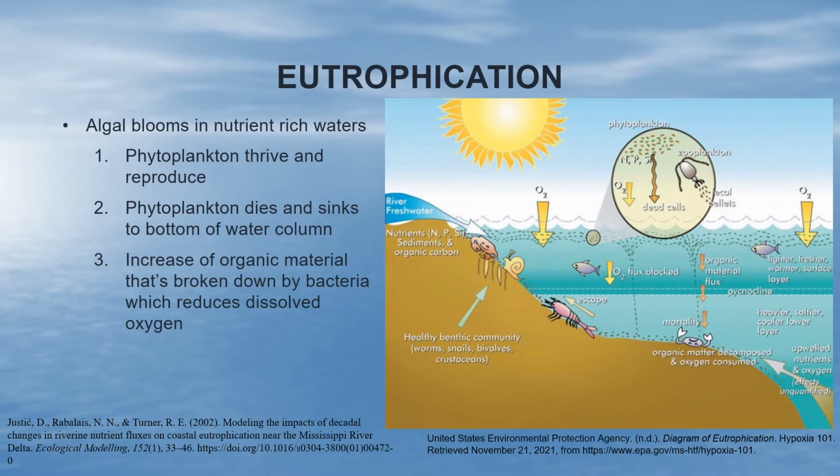All right, so what is eutrophication? Well, eutrophication is basically algal blooms in nutrient-rich waters. In the ocean, this is when phytoplankton thrive and reproduce. As the phytoplankton dies and sinks to the bottom of the water column, bacteria begin to break down the organic material and utilize oxygen, which then results in a reduction in total dissolved oxygen.